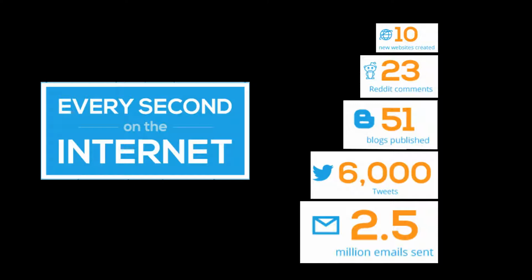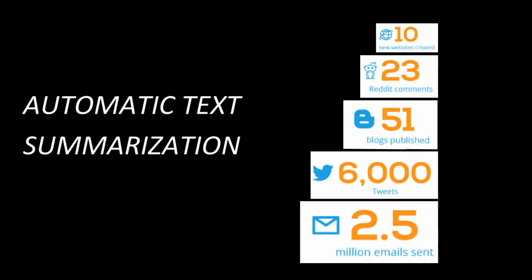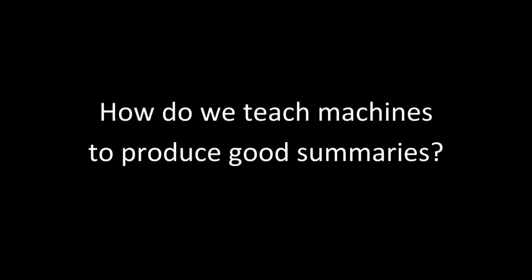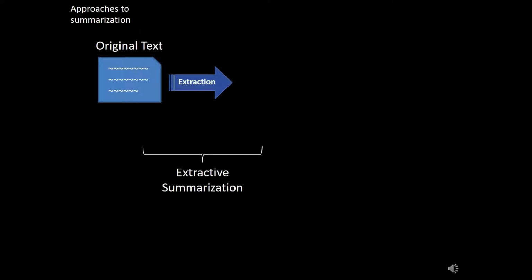Processing this data is a daunting challenge, but significantly aided by automatic text summarization. The question is, how do we teach machines to produce good summaries? Traditionally, summarization research answers this question with extraction, which simply selects the most salient sentences from a text and strings them together. However, the output is choppy at best and incomprehensible at worst, referring to unseen characters or events.